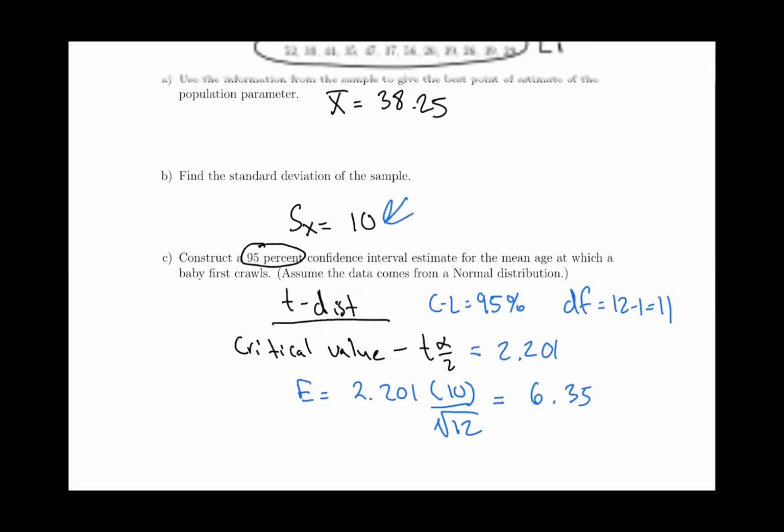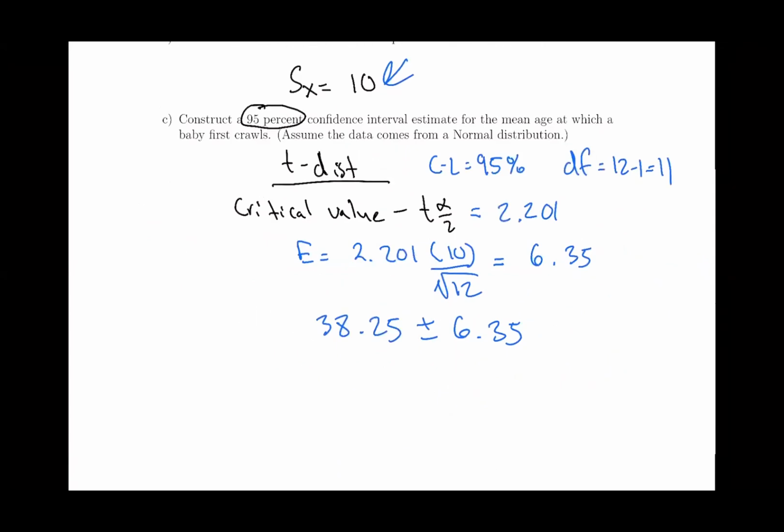If you look at my mean, it's 38.25. So you do 38.25 plus or minus 6.35. If we do 38.25 minus 6.35, you get 31.9. Now, if you add them, you get 44.6. And that's how you do it if you're doing it by hand.